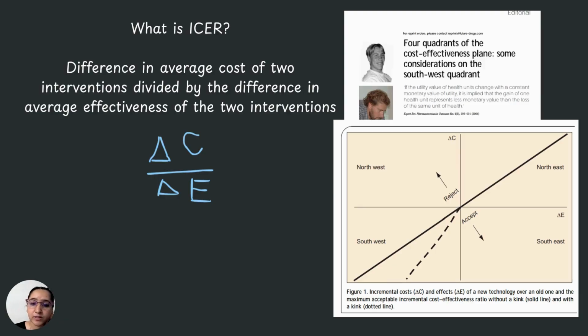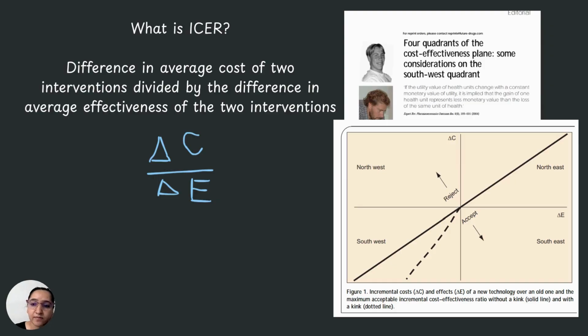Now let's talk about the northeast and southwest quadrants. If the ICER value falls in the northeast quadrant here, that means the new intervention is more costly, but it's more effective also, which is the case for most of the interventions that we study. However, even though it is more effective and more costly, whether or not we want to accept this intervention would depend on our willingness to pay. So if we are willing to pay more, then for more effect, we might be paying more.